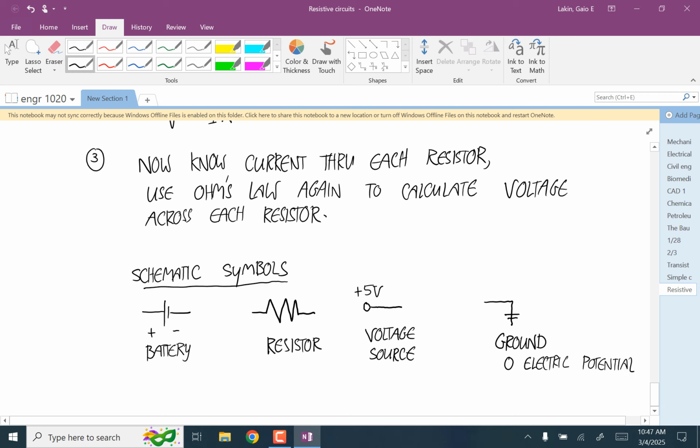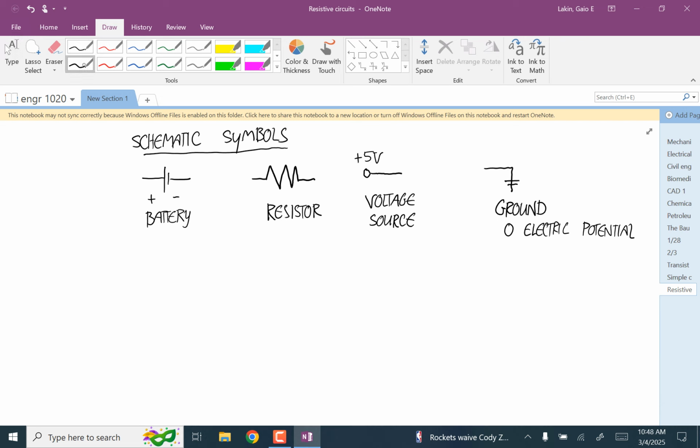So there are two ways that you're going to see voltage represented. You'll see it represented as a battery where it tells you the voltage between the two terminals, or you'll see it as a voltage source and a ground that also tells you the difference in electric potential between the one side and the other side. Okay, so here's the first example.